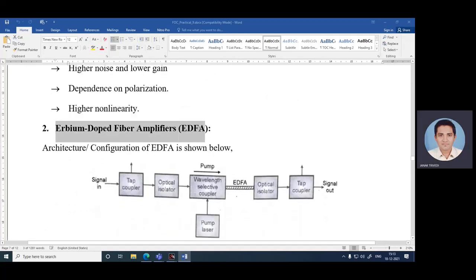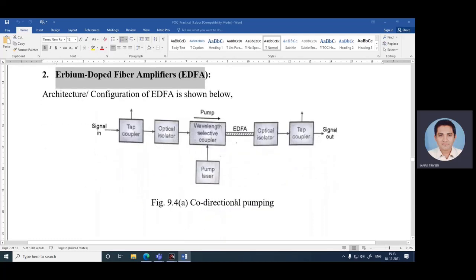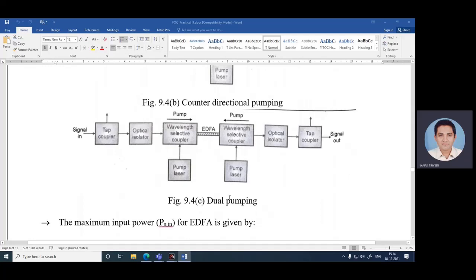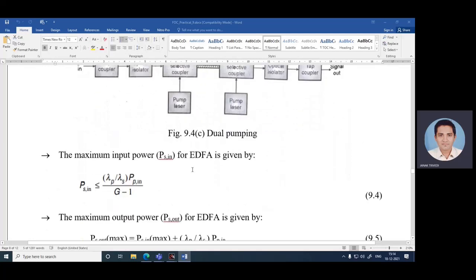Second, erbium doped fiber amplifier. Architecture and configuration of EDFA is shown in figure 9.4a, with co-directional pumping, with signal in, tap coupler, optical isolator, wavelength selective coupler, pump laser, optical isolator and tap coupler, and signal out. Figure 9.4b indicates counter directional pumping, with signal in and signal out with a tap coupler, optical isolator, wavelength selective coupler, optical isolator and tap coupler. Then 9.4c indicates dual pumping, on both sides, with signal in, signal out and pump in both directions.